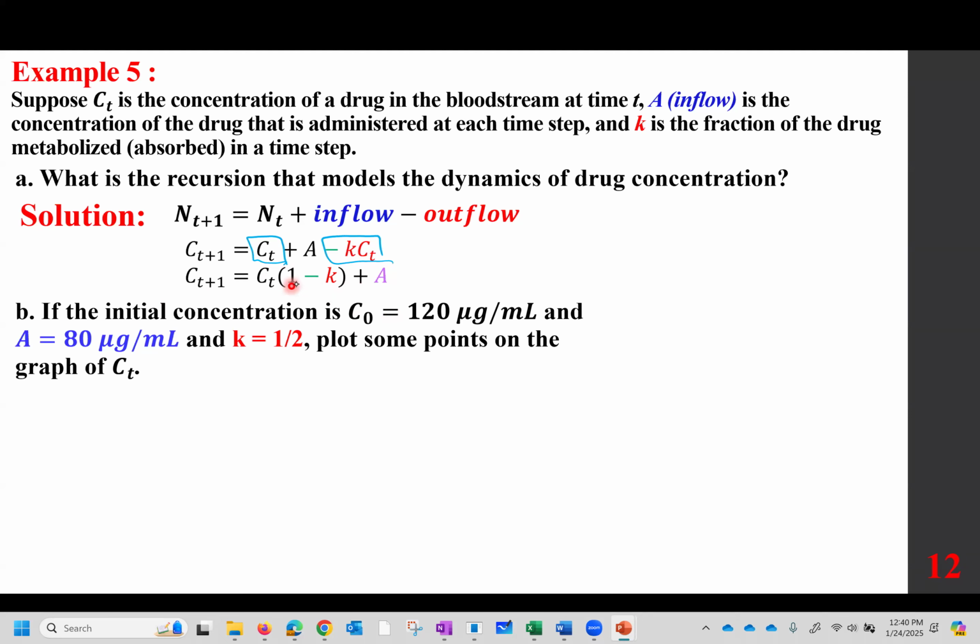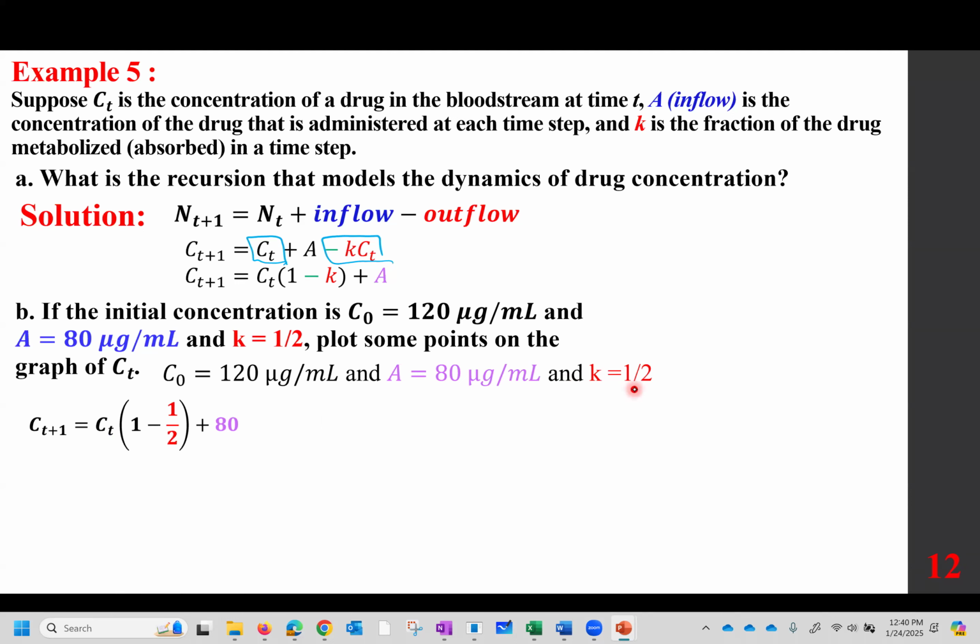And so we are going to replace the K with 1/2, A with 80. So C sub 0 is 120 micrograms per milliliter, A is 80, and K is 1/2. We replace them. This is what we get. So C sub t plus 1 is C sub t times 1 minus 1/2 plus 80. 1 minus 1/2 is 1/2. So this is half of C sub t plus 80.